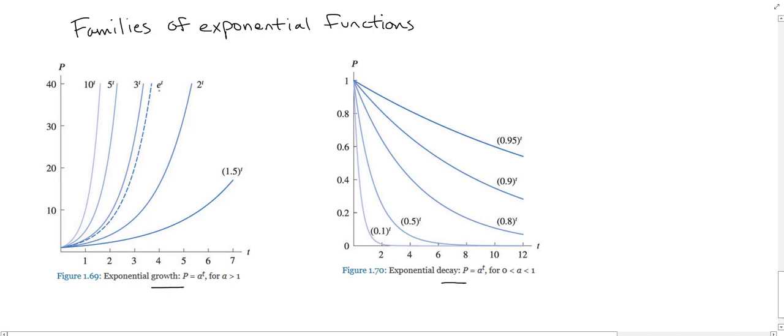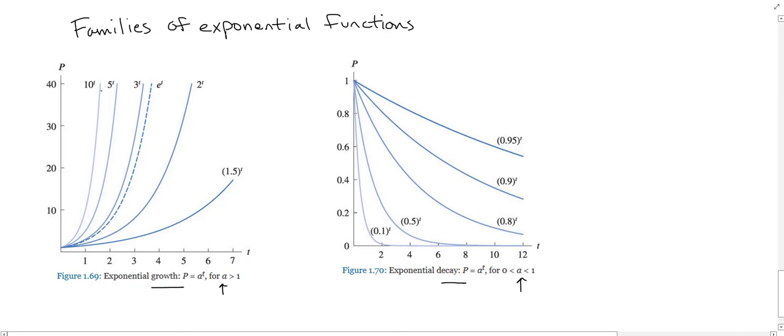We mentioned this earlier in another section: families of functions have something in common. In this case, all six of these functions have a base greater than 1. Remember, a is your base, so the base is greater than 1. And all the ones decaying over here have a base between 0 and 1. So that's what's in common about the families here.